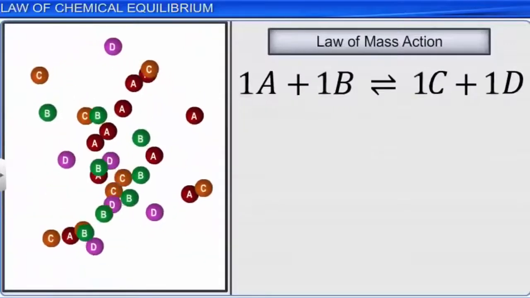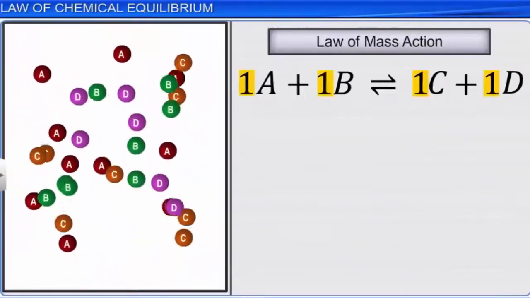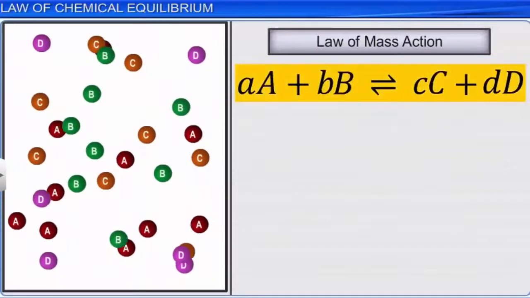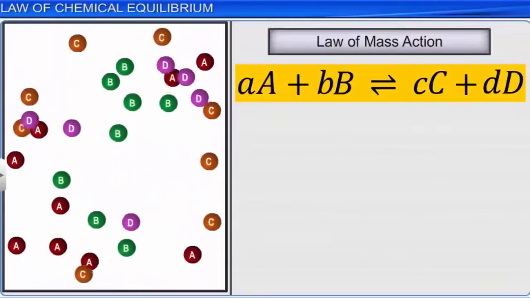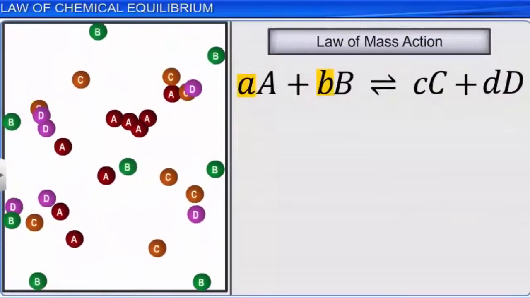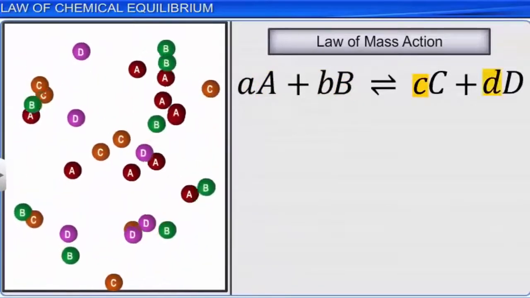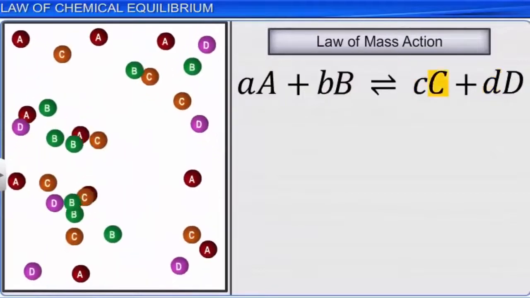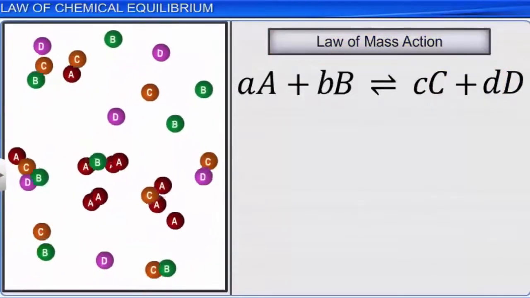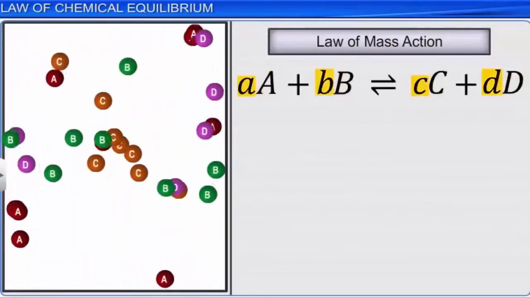In the case that you just saw, the stoichiometric coefficients of the reactants and the products are unity. Now, let's consider a more general reaction of the type aA plus bB in equilibrium with cC plus dD, where a and b represent the stoichiometric coefficients of the reactants A and B, and c and d represent the stoichiometric coefficients of the products C and D, respectively. On applying the law of mass action, the rate of such a reaction is proportional to the concentration of each species raised to a power equal to the stoichiometric coefficient of the reaction.